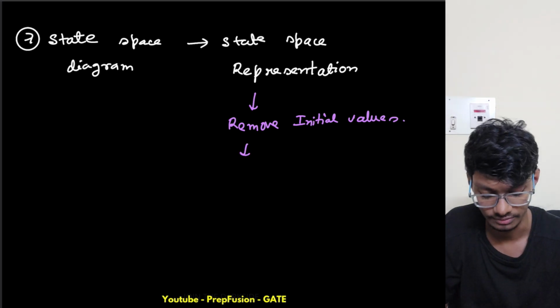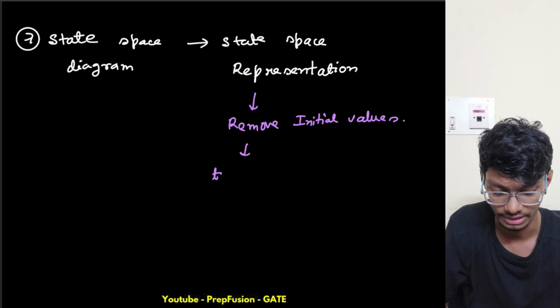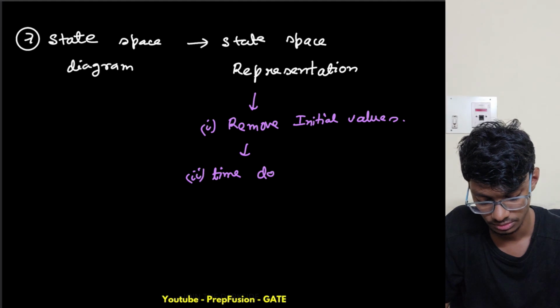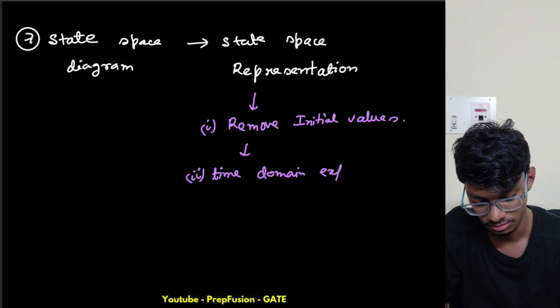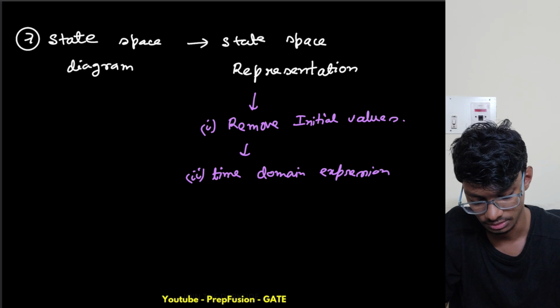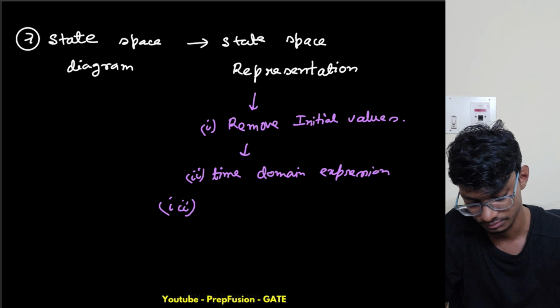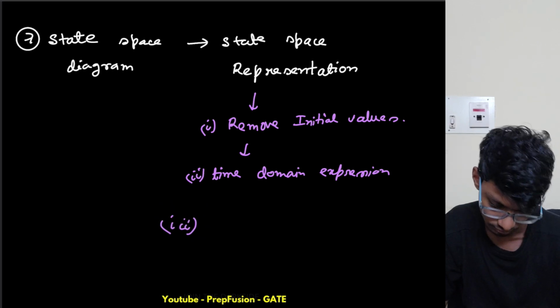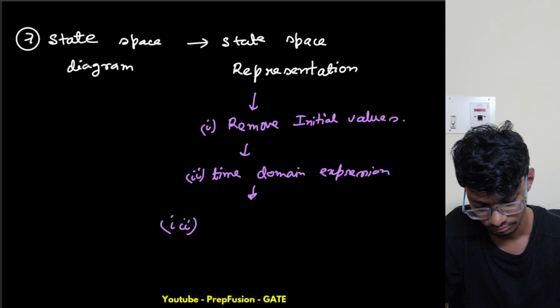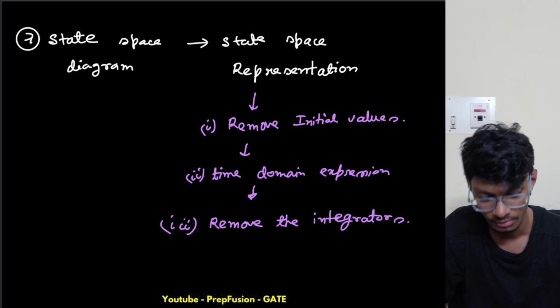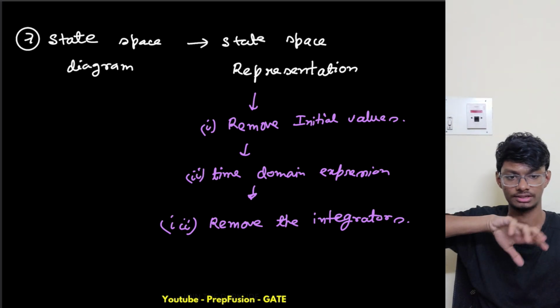Then what was the next step? Next step, as many of you thought, was to write the time domain expression. This one was 1, this one was 2, the expression. Then what was next? Remove the integrators, right? We have to remove the integrators. So basically that is what we should do.